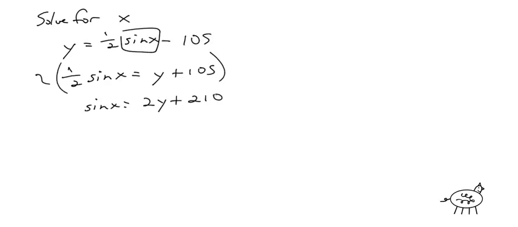All right, and then basically what you're doing is you're saying, well, how do I get rid of that sine of x? Well, if you take the inverse sine of both sides, that cancels out the sine of x. Inverse sine cancels out the sine. Of course, it's got to be in range, but we just have x here, so we're good to go. So we just get x equals inverse sine of 2y plus 210.